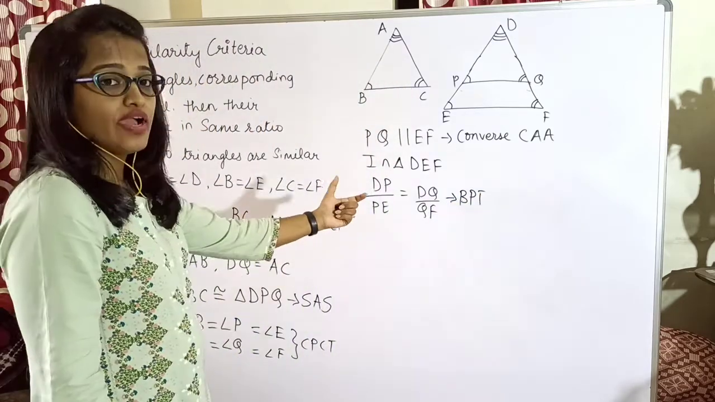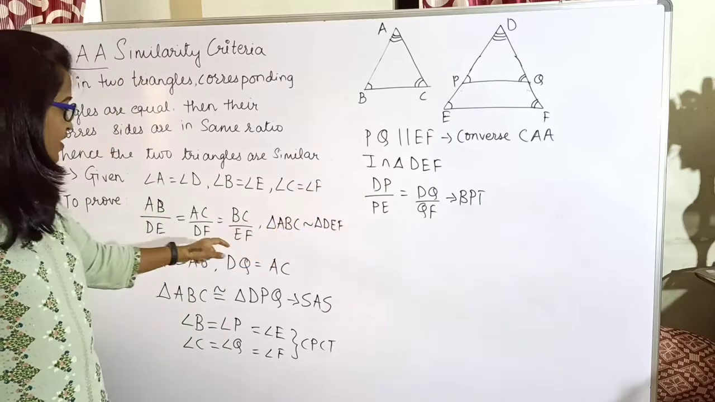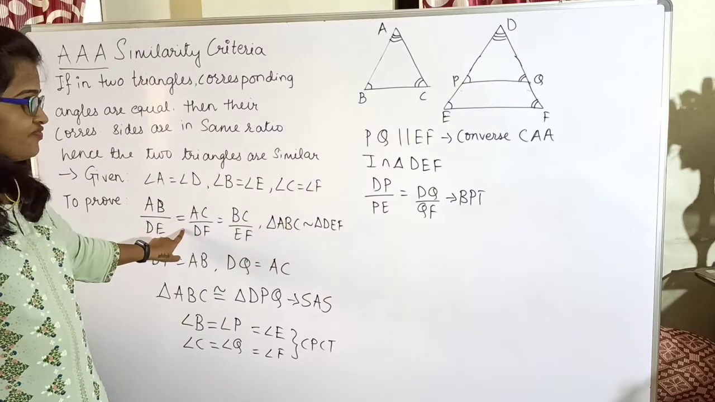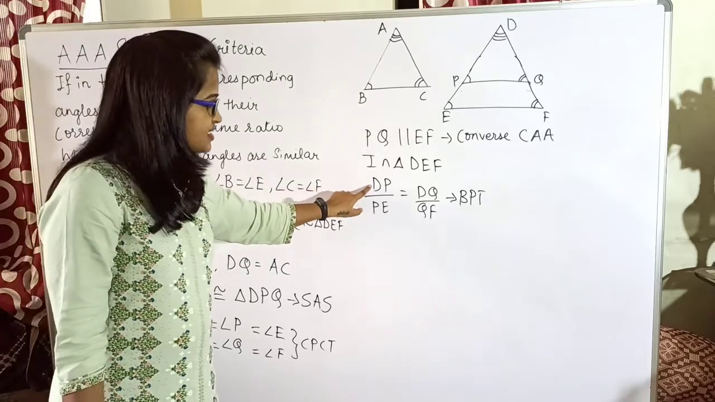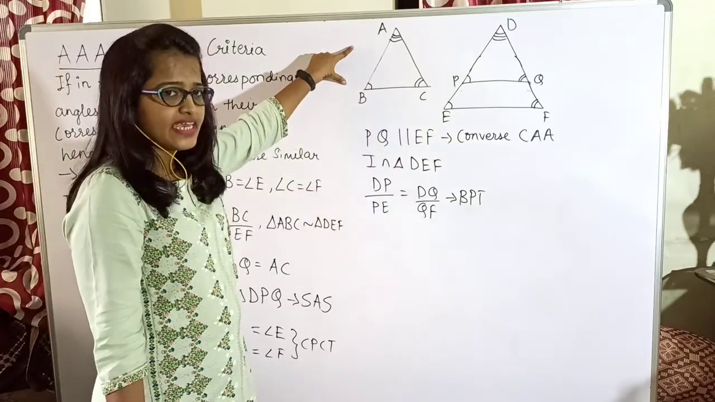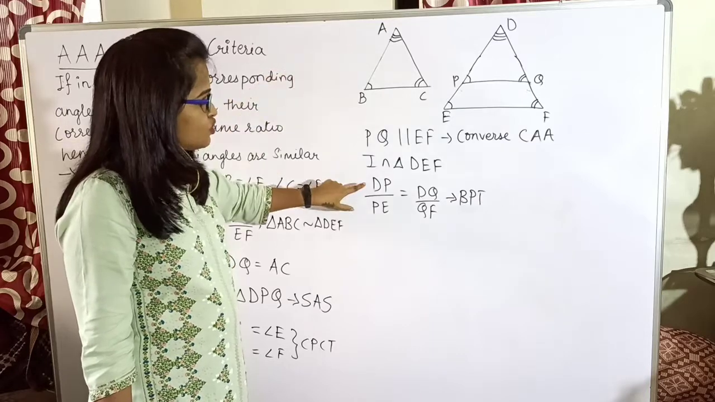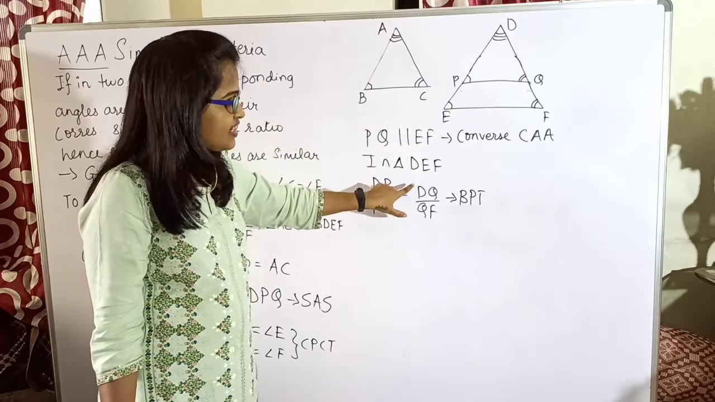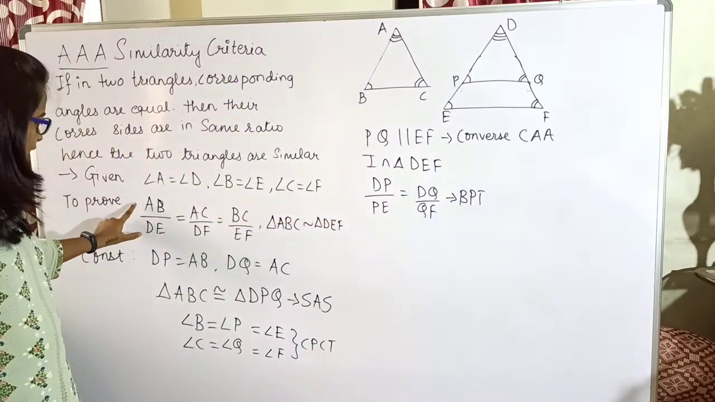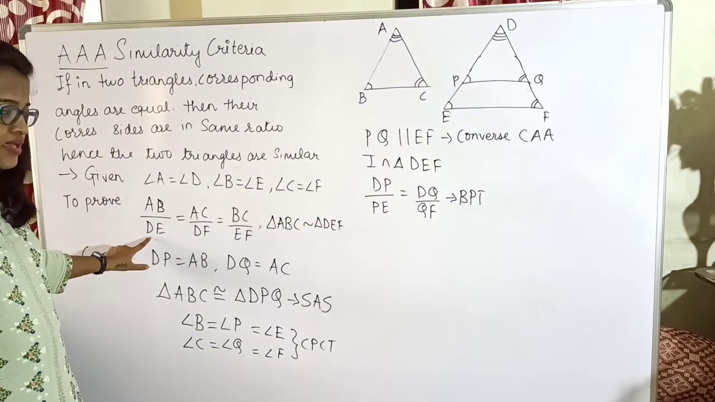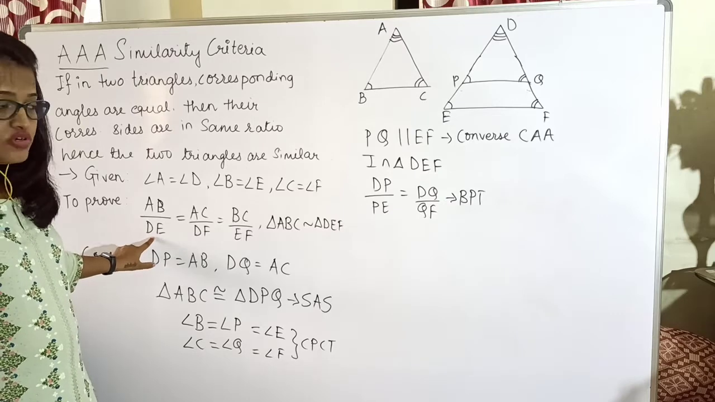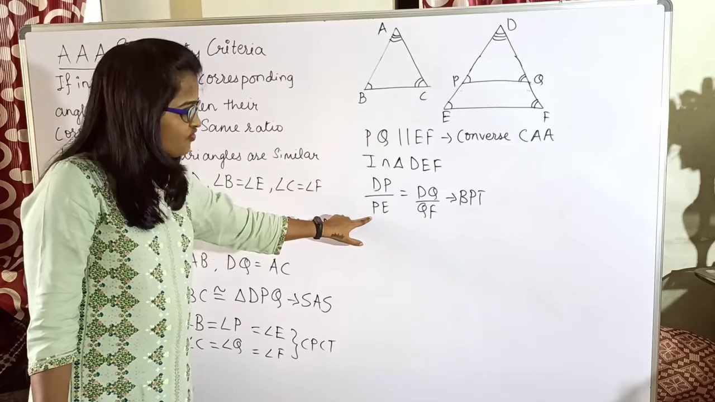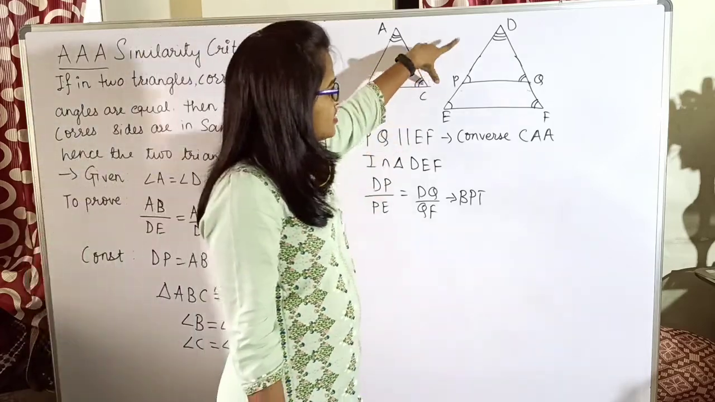But why are we doing this? Because let us see what we have to prove. We have to prove AB by DE equal to AC by DF. Okay, so if I replace this DP by AB, yes, I can, because both are equal in length, right? So I will get AB by PE, and if I replace this DQ by AC, I will get AC by QF. So AB by DE I want, and what am I getting here? AB by PE. So instead of PE, I want DE.